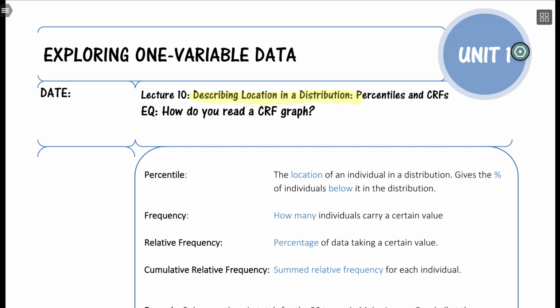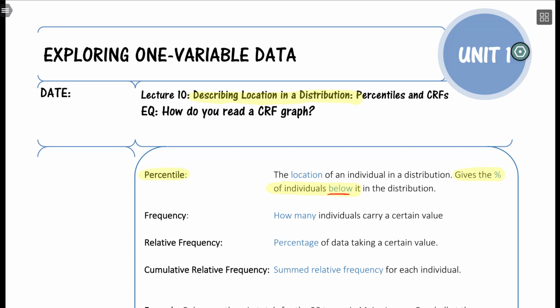So there's a couple of different ways that we can describe location, and the first way is going to be looking at the percentile. The percentile is giving a location in a distribution, and what it does is it gives the percent of individuals below it in the distribution. There's a little bit of a debate in the stats community and a couple of different ways that we can define this. Some will look at it as those individuals that take strictly less values than the individual we're looking at. That's the way we're going to describe it.